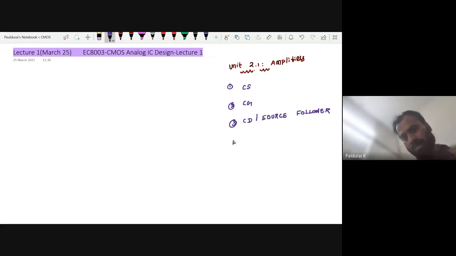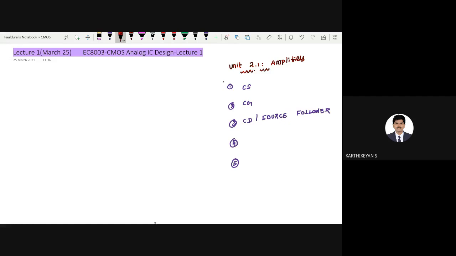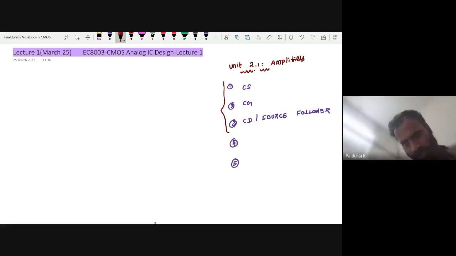What about the fourth topic? We have two more topics in this 2.1. The fourth one is another interesting topic: the cascode amplifier, not cascade. And the fifth, the next interesting topic, is the differential amplifier. So let me start with the cascode amplifier.